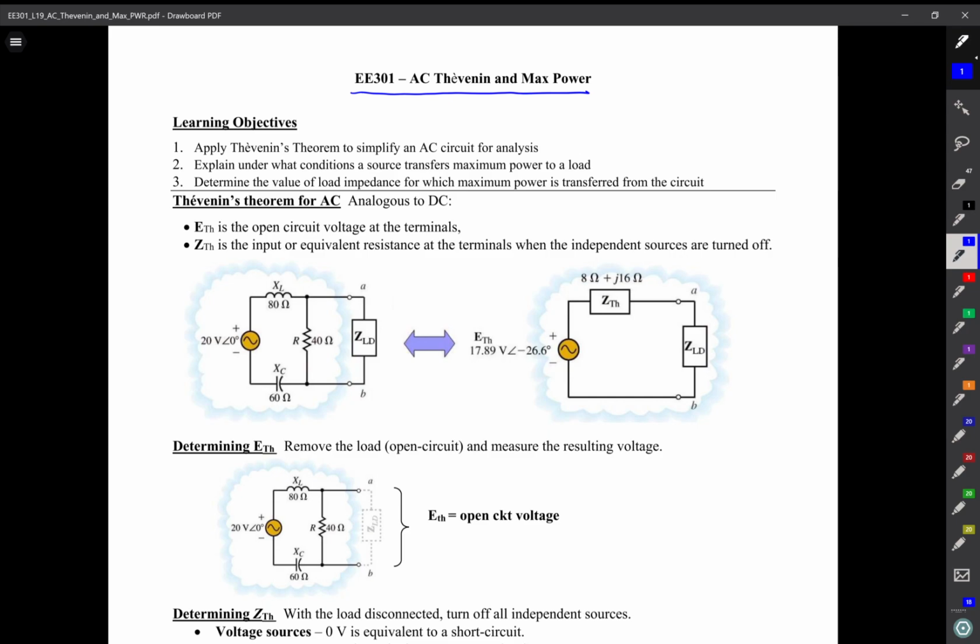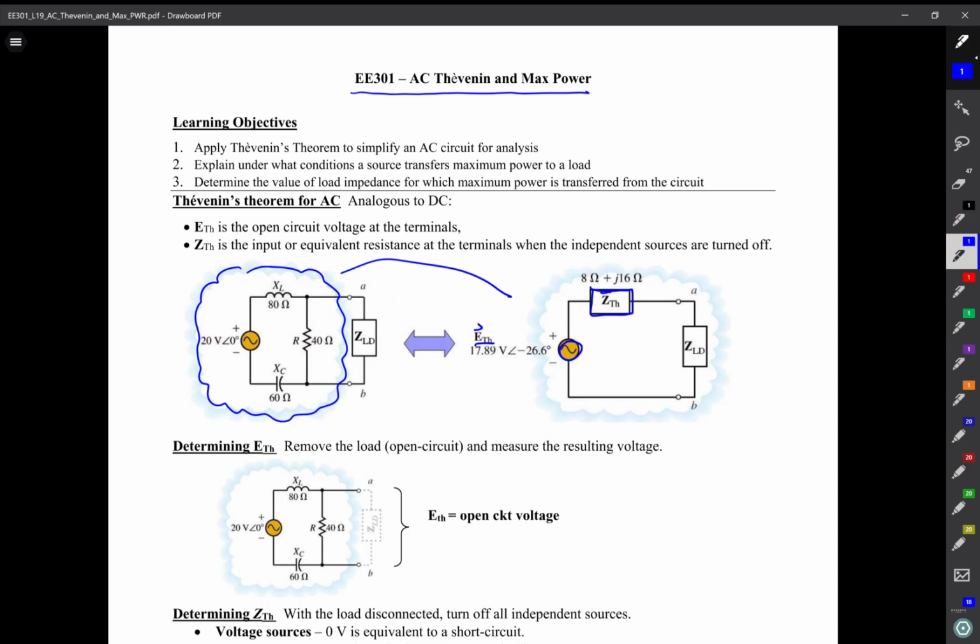So recall that a Thevenin equivalent circuit replaces the network, shown here in the cloud, with a single voltage source, shown here, and we call that V Thevenin, my Thevenin voltage, and a single impedance, shown here, and we call that Z Thevenin.